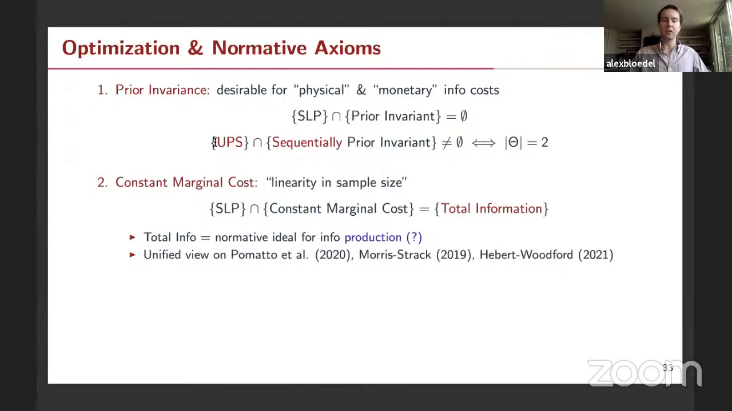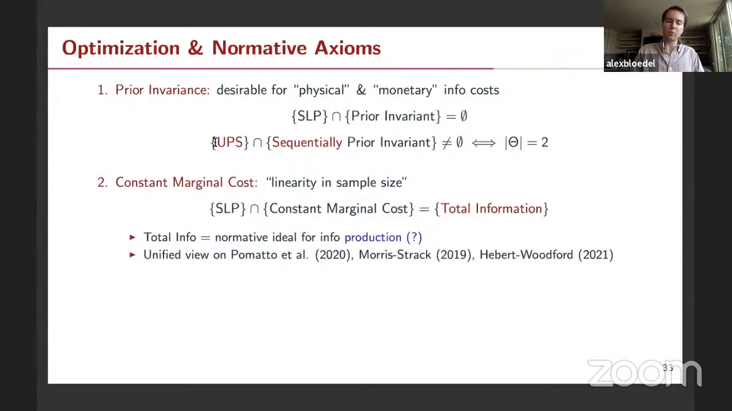Second, we look at this axiom that's been introduced by Philipp and his co-authors called constant marginal cost, which basically generalizes the idea from statistics that costs are linear in sample size. And we show that there's a unique SLP cost function satisfying this axiom. And we call this cost function total information. I introduced the functional form very quickly earlier. One potential interpretation of this result is that total information is the normatively ideal cost for information production.